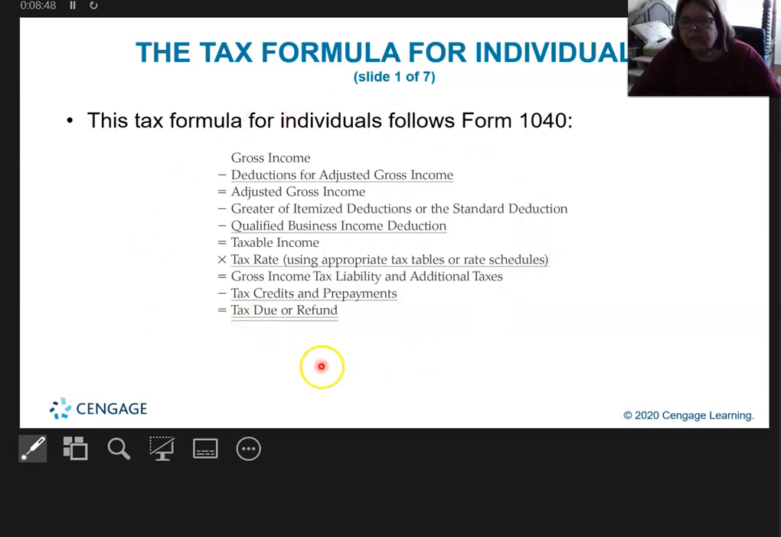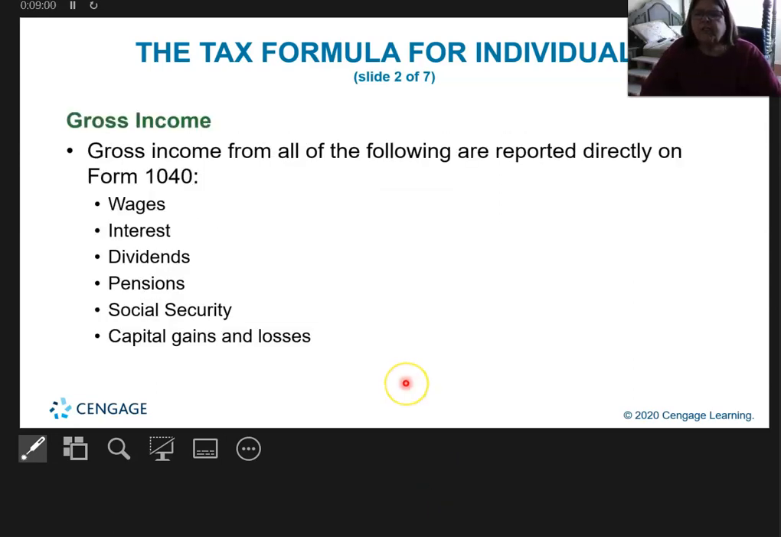So this formula is extremely important to remember. You want to commit this to memory, or at least know how to go find it quickly. So let's talk about things on this slide. First, we're going to talk about gross income. It could be income from anything reported on your 1040. It could be wages, interest, dividends, pension, Social Security, and capital gains and losses. Yes, your Social Security is going to be taxed, and that's a whole other class. But this is all examples of gross income.